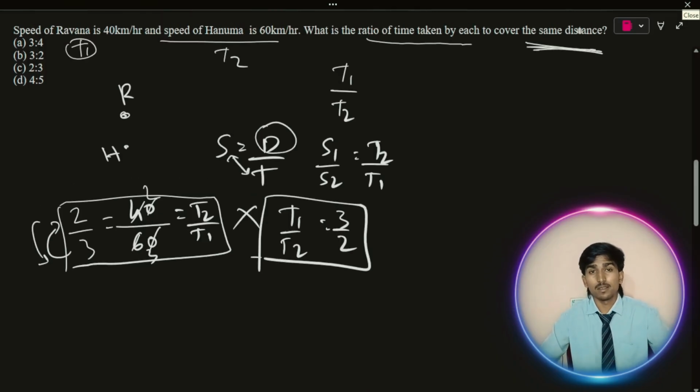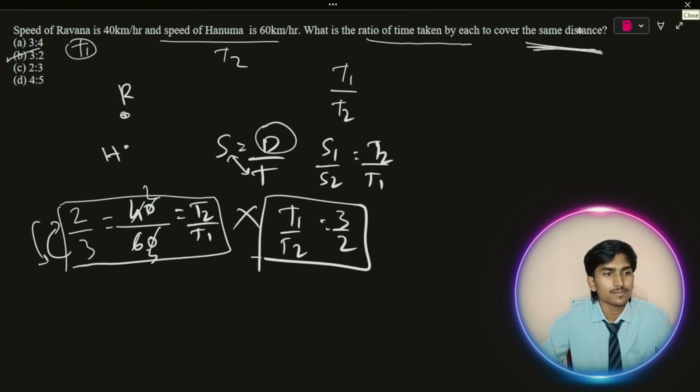So remember this: when they are asking for the ratio, pay attention to what they're asking with respect to, whether Ravana or Hanuman. So t1 by t2 is 3 by 2. Okay, 3 by 2, this is the correct answer. If you put 2 by 3 as the answer, then your marks are gone.